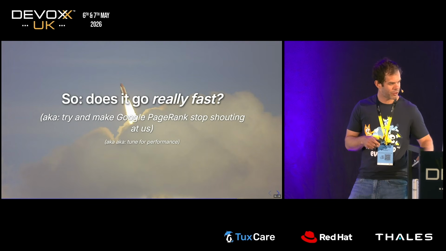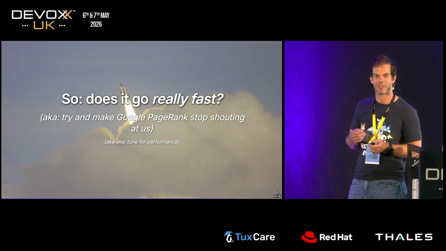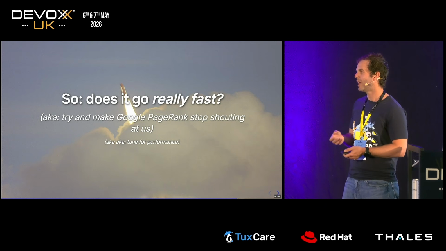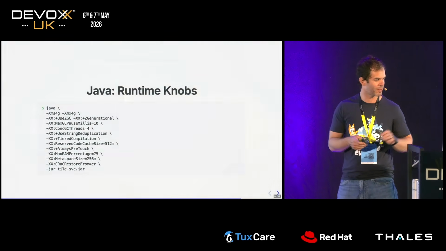Cool. So, does it go fast? I mean, I kind of started this thing off by saying a reason you might use Rust is because of this perception that it's a quick thing. How does it actually look? Like, what do we have to do in terms of performance tuning?